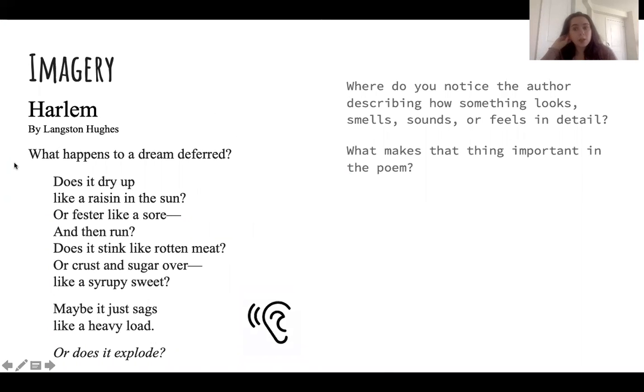Since we haven't read this poem since yesterday, I'm going to start by just reading it through without stopping. It's really short. Harlem by Langston Hughes.